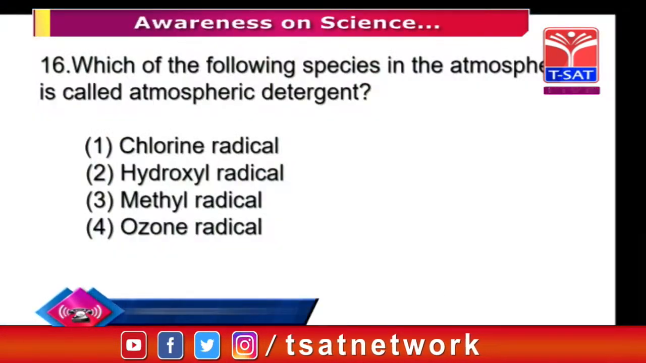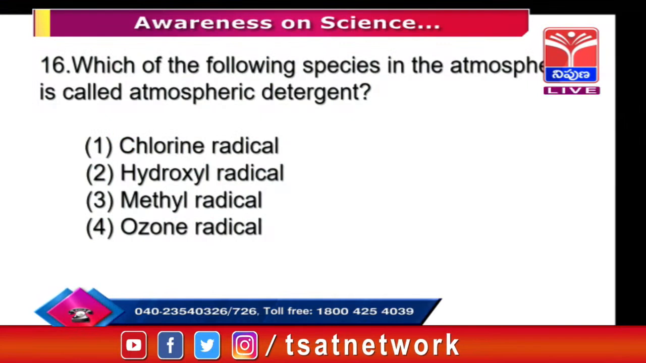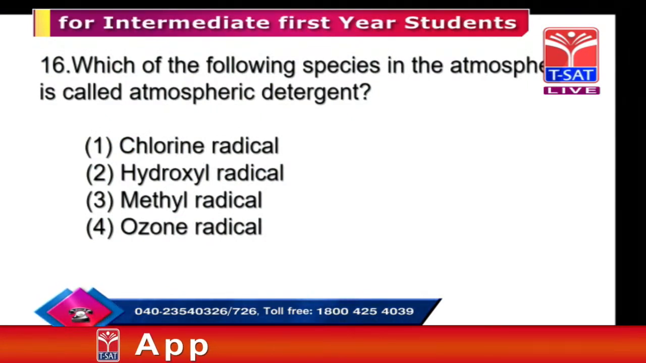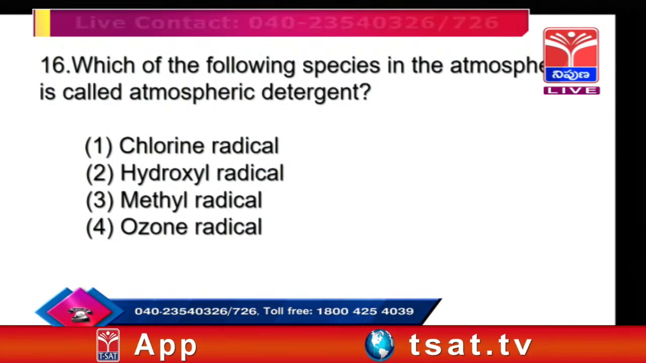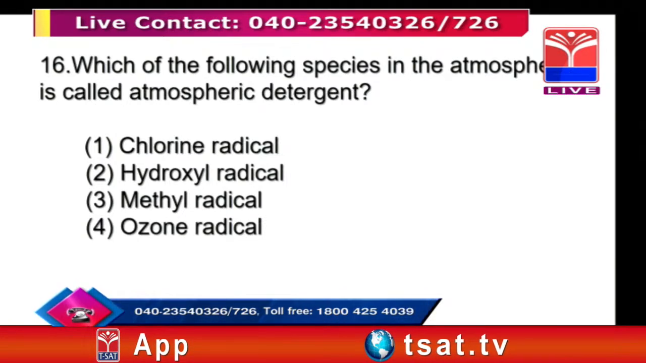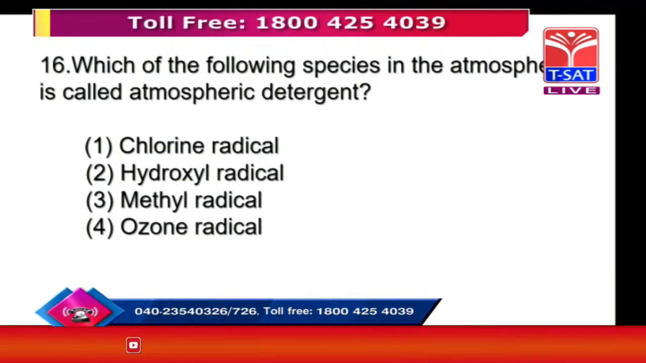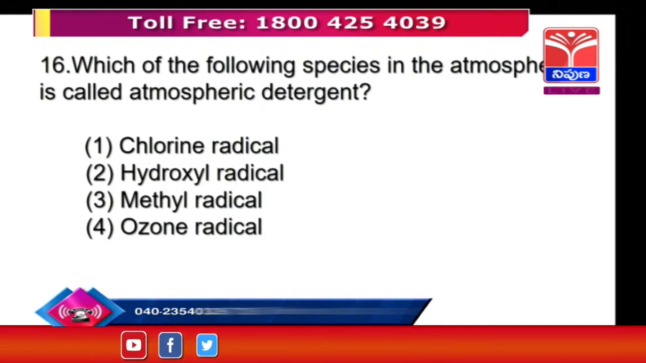In the meantime, we are going to do the next one. Which of the following species in the atmosphere is called atmospheric detergent? Yes, a very good one. The 4 options given are: chlorine radical, hydroxyl radical, methyl radical and ozone radical.